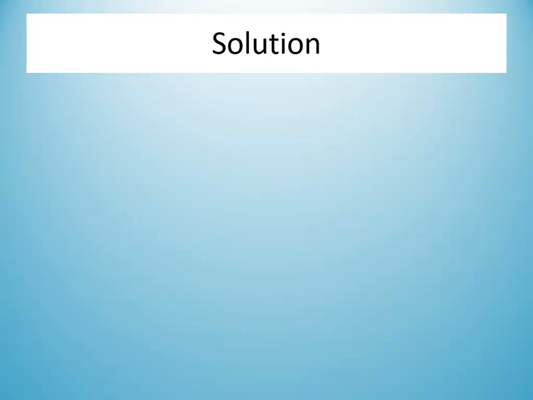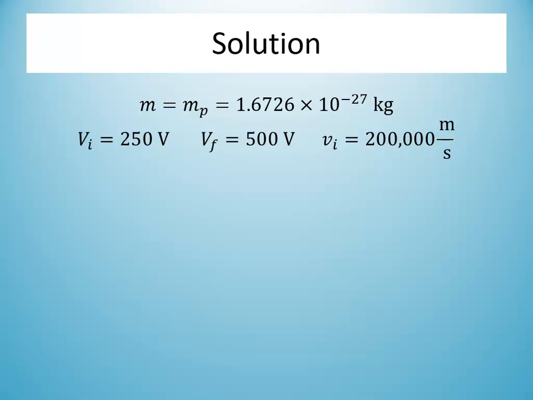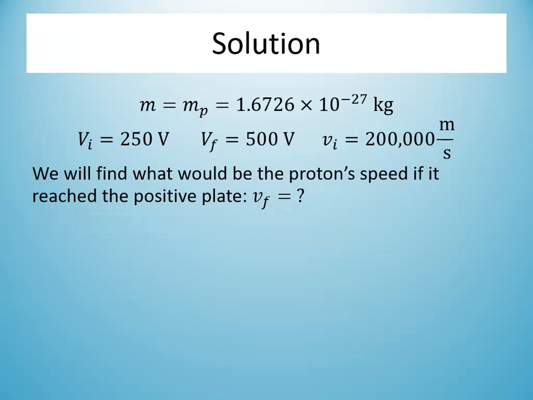Now it's time to do some energy conservation. So we write out some givens. This is a proton, which has the mass of a proton and a charge of an elementary charge. And the initial potential is 250 volts. The final potential, assuming it meets the plate on the right, is 500 volts. We are going to assume that it actually does hit the plate on the right, the positive plate. And then we're going to see how fast it goes when it hits that plate. It might turn out that we'll reach a contradiction. Let's find out. So what's the proton's speed if it reaches the positive plate?